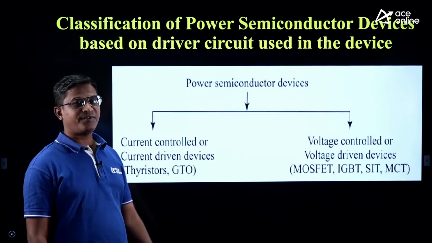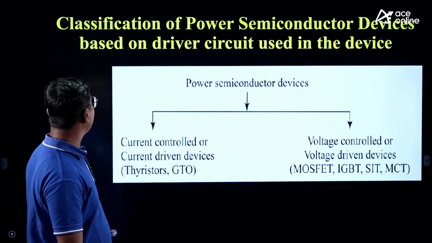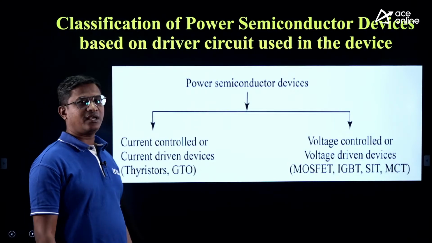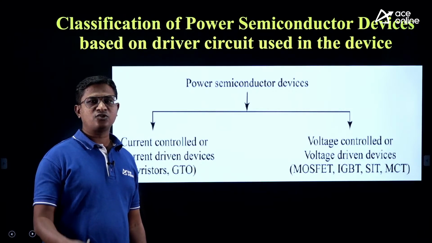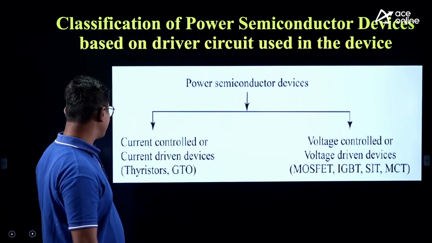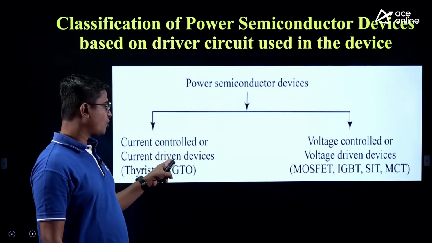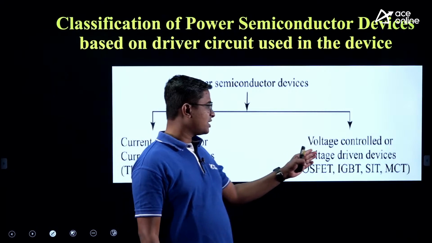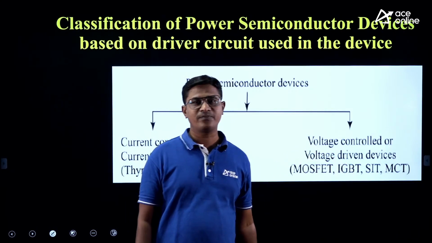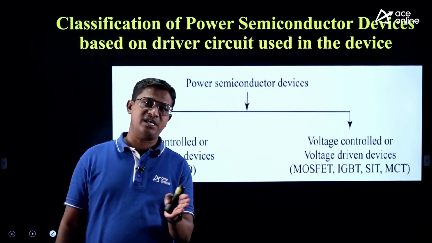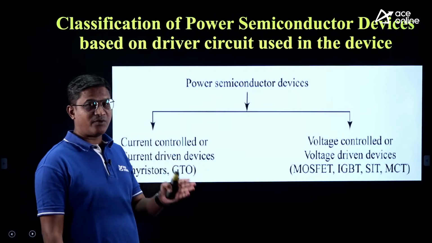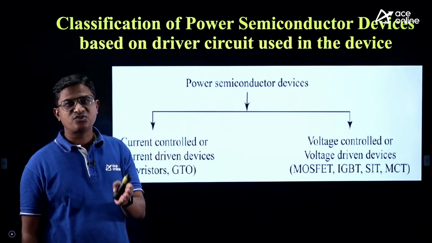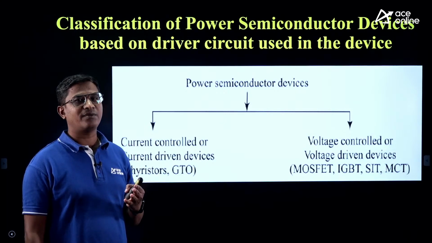So first is classification of power semiconductor devices based on the driver circuit used in the device, okay. Based on the driver circuit, there are two types: current controlled, also known as current driven, and voltage controlled, also known as voltage driven. They have asked simple questions: which of the following are voltage control devices, which are current control devices.